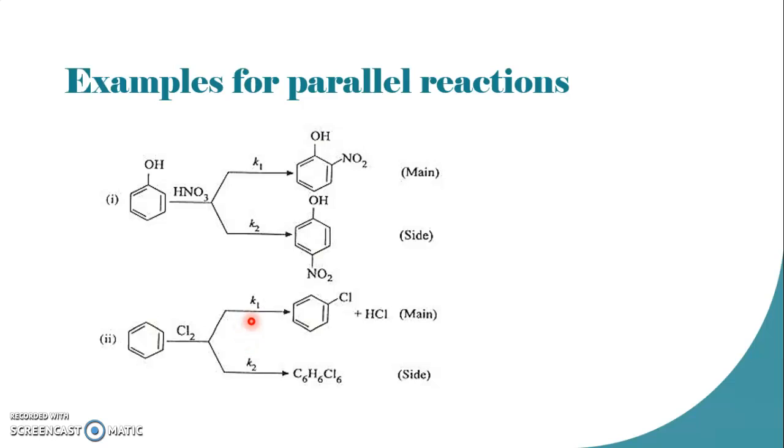Similarly, in the chlorination of benzene, if 1 mole of chlorine is added to benzene, we will get monochlorobenzene and HCl as the byproduct. But if we consider 3Cl2, that is 3 molecules of chlorine added to benzene, then we will get benzene hexachloride, that is BHC. So these are some examples of parallel reactions, that means reactions which take place in two different pathways having two rate constants.